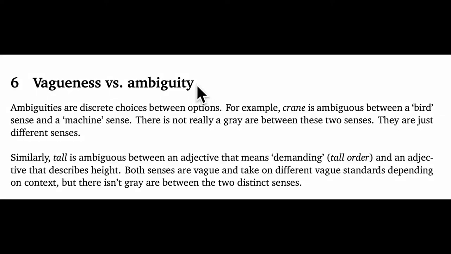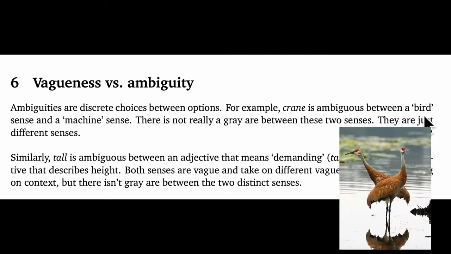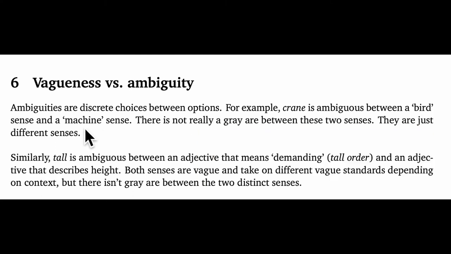A final comparison, vagueness versus ambiguity. This is another case where general usage often blurs these concepts together, but we want to keep them apart. So here's my attempt to do that. Ambiguities are discrete choices between options. For example, the word crane is ambiguous between a bird sense and a machine sense. There's not really a gray area between these two senses, they're just different senses.